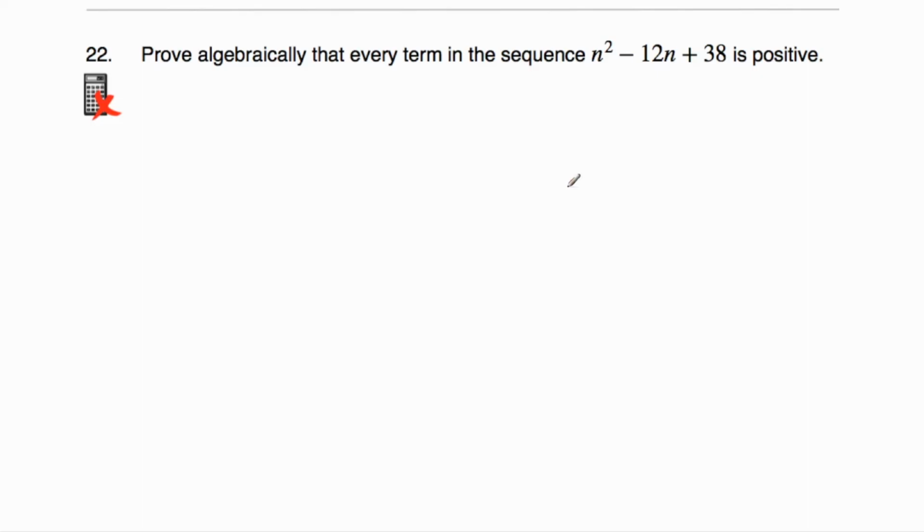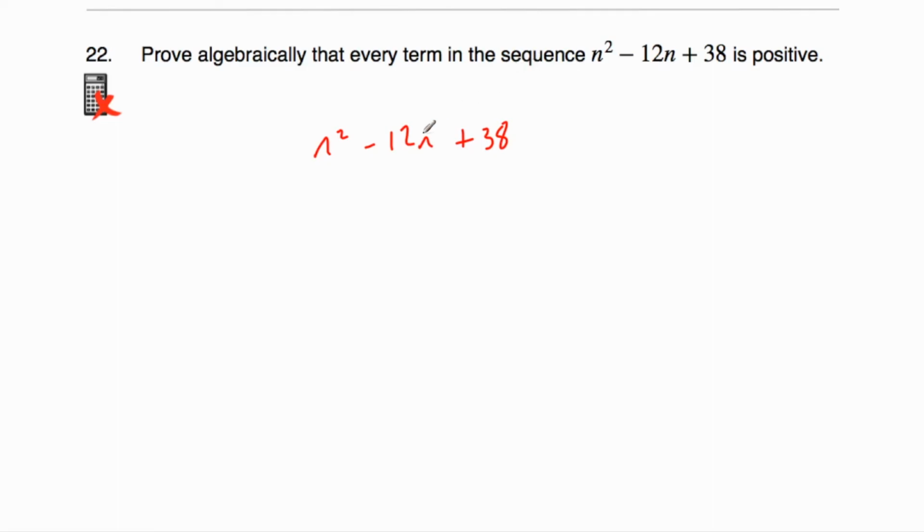So if you need a recap on completing the square, go to Corbettmaths.com and watch the video on completing the square. And after you've watched that video, let's presume that you know how to complete the square, and let's have a look and see how you do this question. So we've been asked to show that every term in this sequence is positive. So we've got n squared minus 12n plus 38. So let's write that down. N squared minus 12n plus 38.